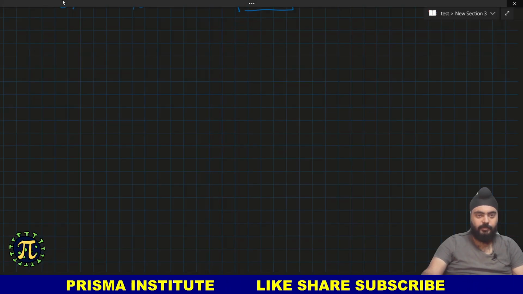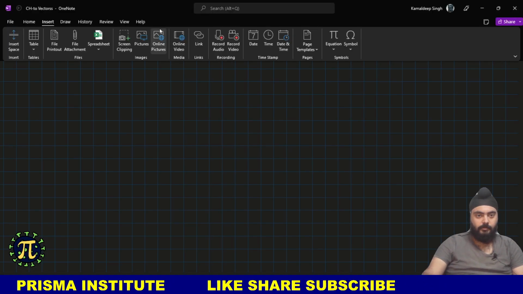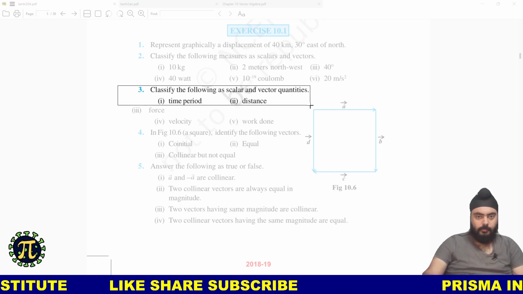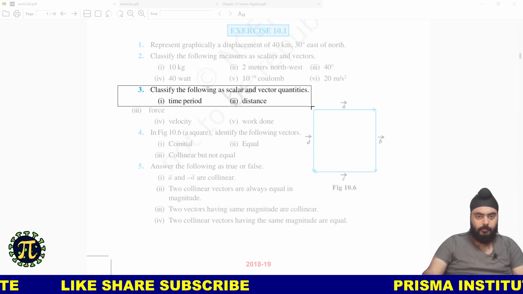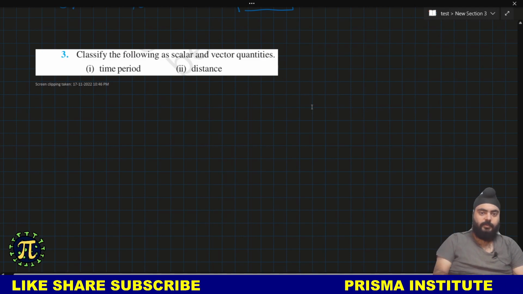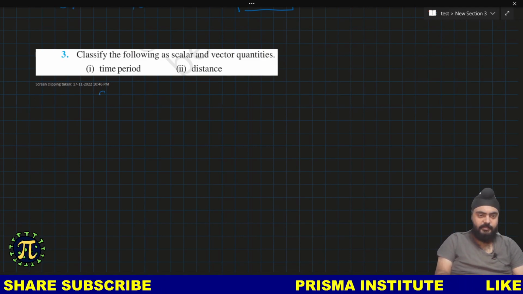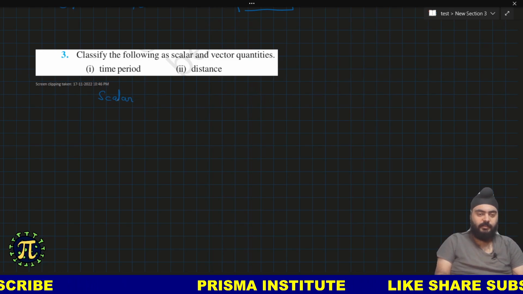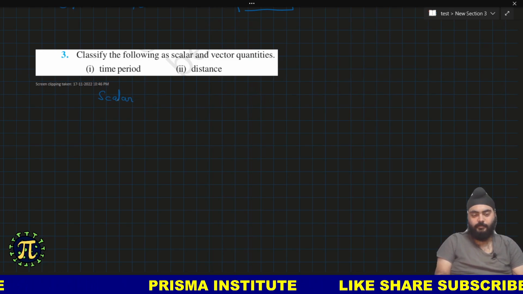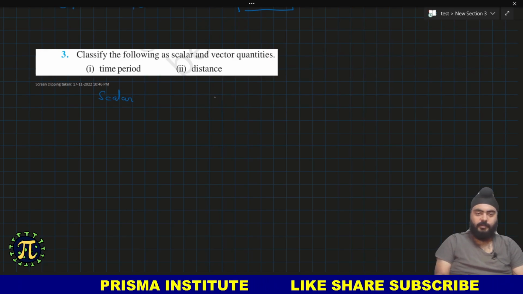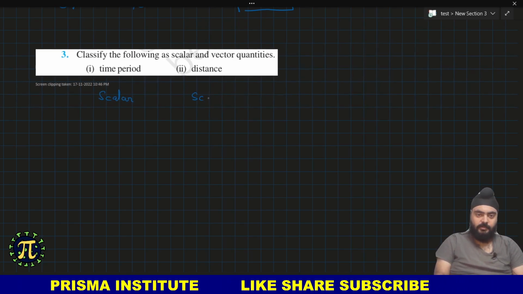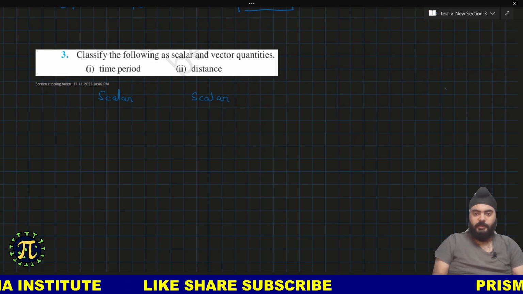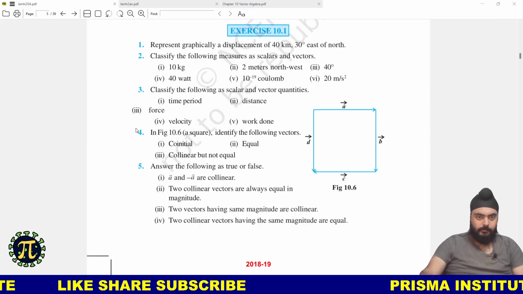Moving further to the next question. Is time period a vector or a scalar? It's just a scalar, it's just a number. It is the time interval. We start the clock at some point and end at some point. It will give you a number, not the direction. And distance is also a scalar because we do not talk about the direction when we are talking about distance.